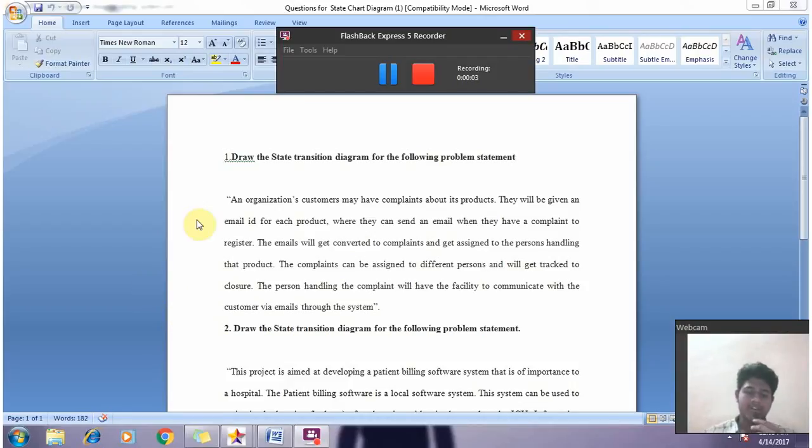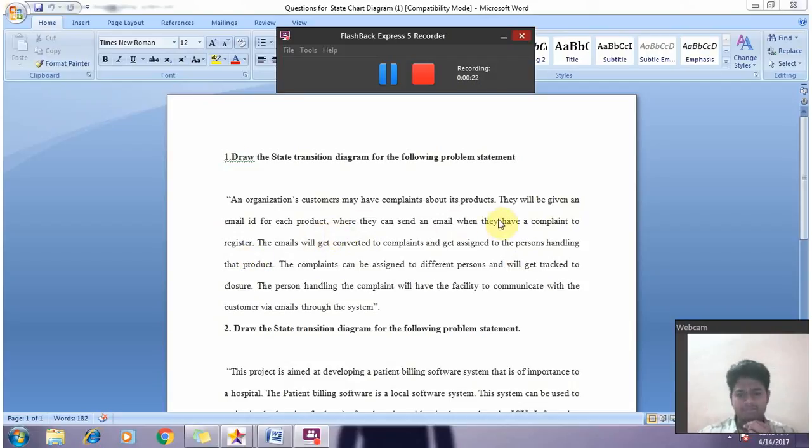Here I am going to explain the state chart experiment. In this state chart diagram, they have given two questions. The first question is: an organization's customer may have complained about a product, and they will give an email ID for each product where they can send an email.